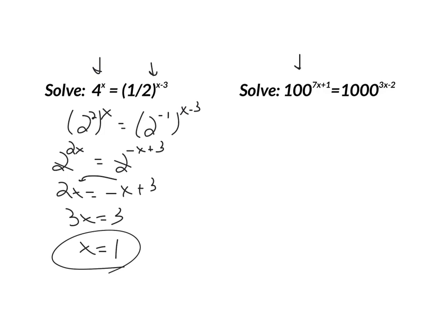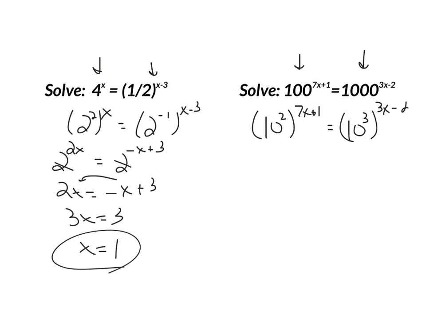We have 100 to the 7x plus 1 and 1,000 to the 3x minus 2. Again, you got to have the same base to solve them, so I'm going to break them both down. There's a number that goes into both of them exponentially, and that's 10. So 100 is 10 squared to the 7x plus 1, and 1,000 is 10 cubed to the 3x minus 2.